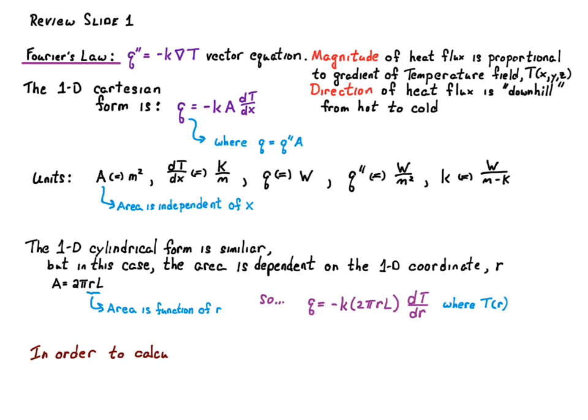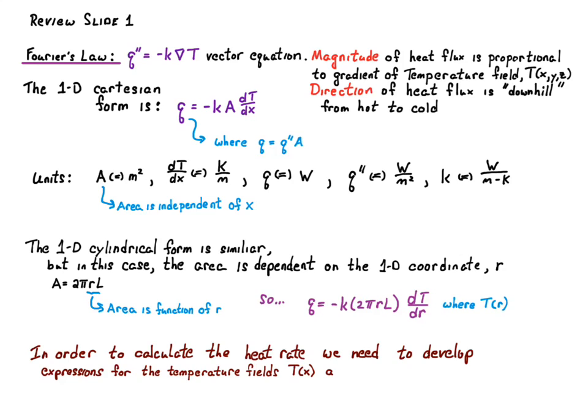Now, in order to utilize Fourier's law, or calculate the heat flux or the heat rate, we're going to need to develop expressions for the temperature gradients. Or to get the temperature gradients, we're going to need the temperature fields. And in this case, for the Cartesian form, one-dimensional, we need the temperature field T as a function of x. And for the 1D cylindrical form, we're going to need the temperature field as a function of r. And of course, we're going to utilize the heat equation to come to these, and we'll do this in the next review slide.